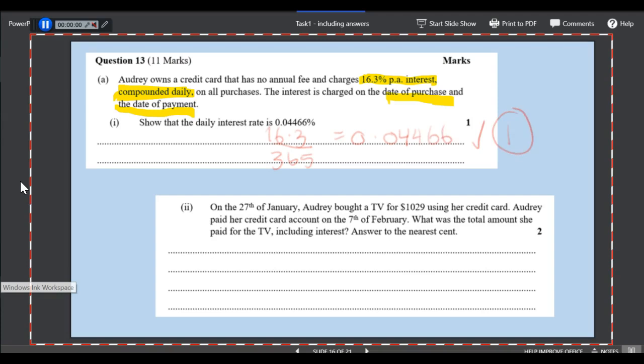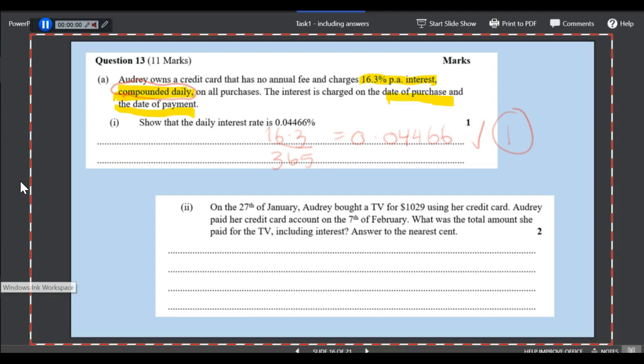The next section was done pretty badly because we didn't read what happened up here. There's keywords that happened up here. One is compounded, compound interest formula. Remember with credit cards, if it says compounded, you use the compound interest formula, otherwise it's simple interest.